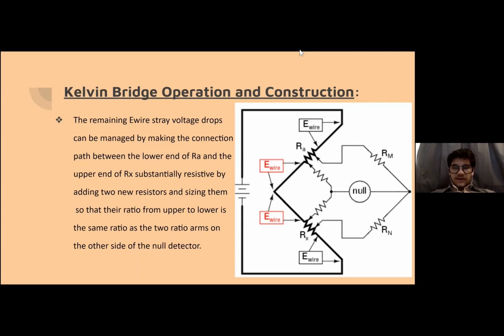The remaining E-wire stray voltage drops can be managed by making the connection path between the lower end of Ra and the upper end of Rx substantially resistive by adding two resistors and sizing them so that their ratio from upper to lower is the same ratio as the two ratio arms on the other side of the null detector. Thus, the Kelvin bridge circuit is complete. That's all for my part. Thank you.